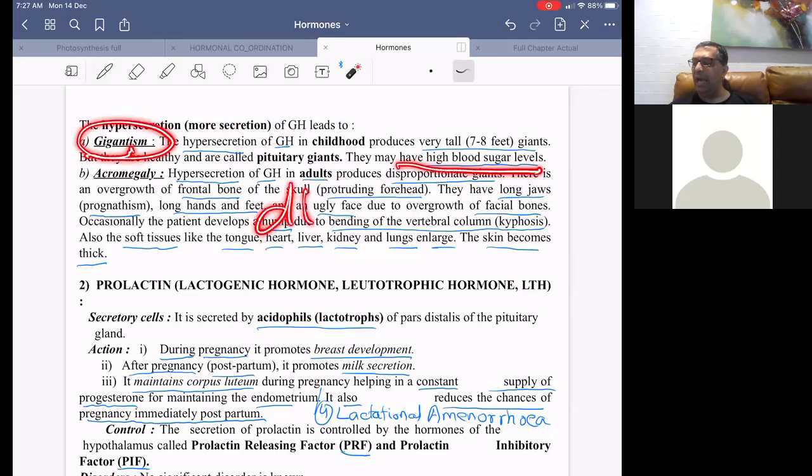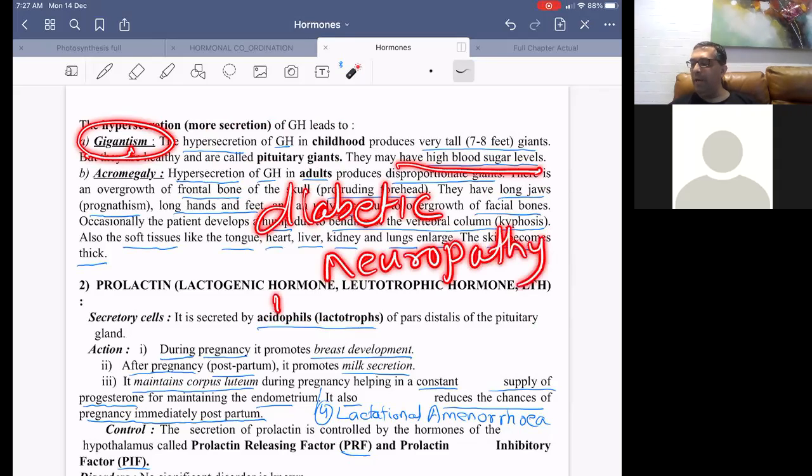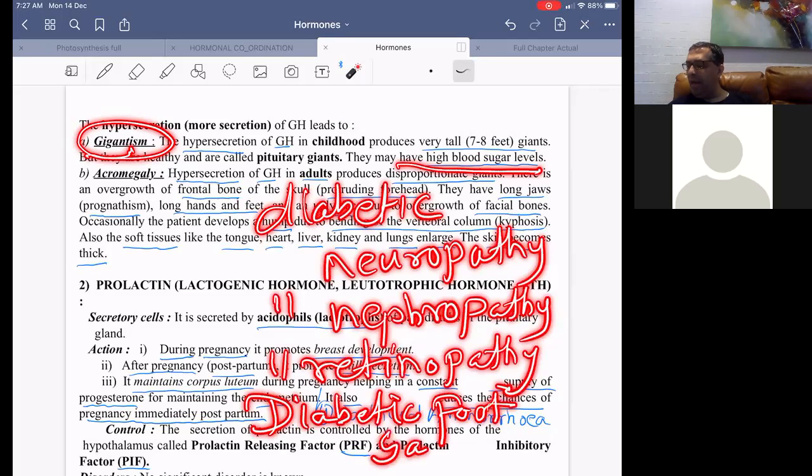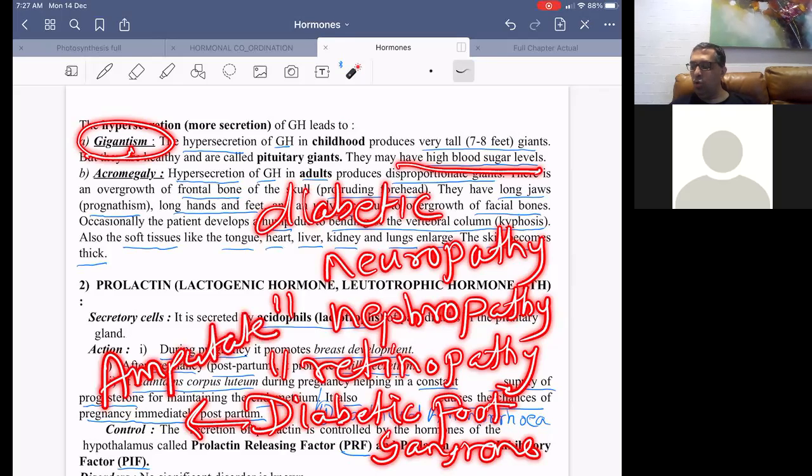They may have diabetic neuropathy, in which nerves are affected, or diabetic nephropathy, in which the kidneys are affected, or diabetic retinopathy, in which the eyes are affected, or diabetic foot, in which gangrene can occur in the foot and it may require an amputation, cutting and removing it. So you have to be careful in diabetes mellitus patients and in giants also.